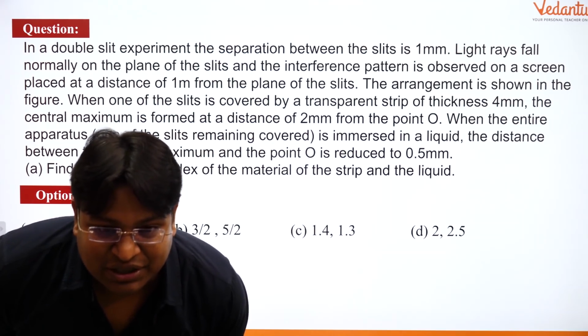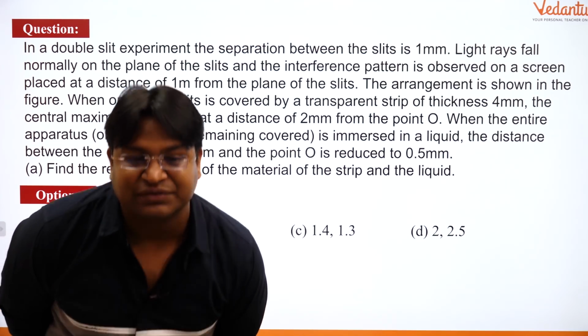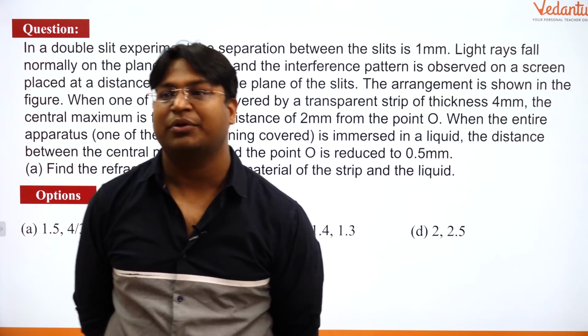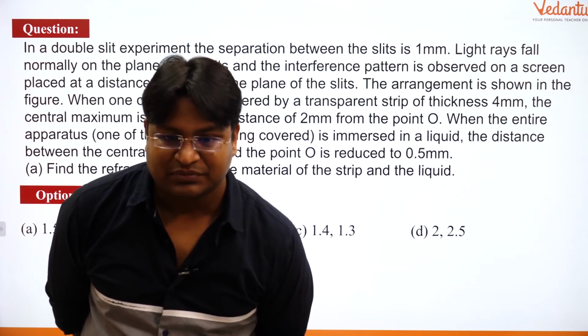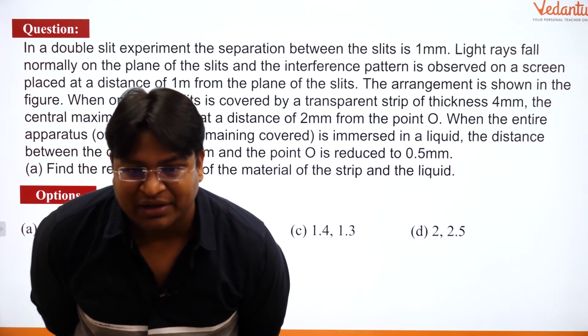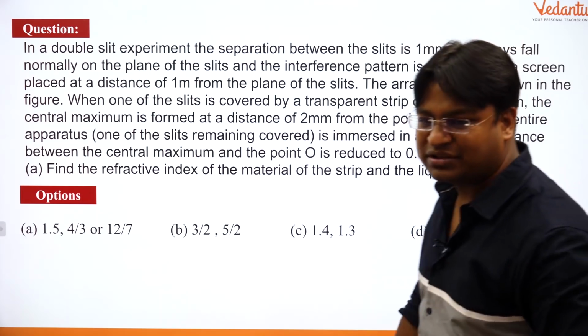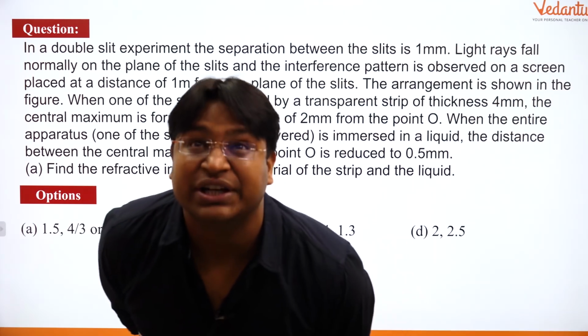When one of the slits is covered by a transparent strip of thickness 4 mm, the central maxima is formed at a distance of 2 mm from the point O. Okay, fine. The second statement we will come to later, or let's just be done with it. Let's just read it.